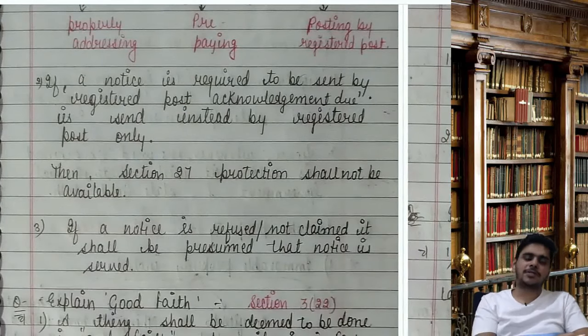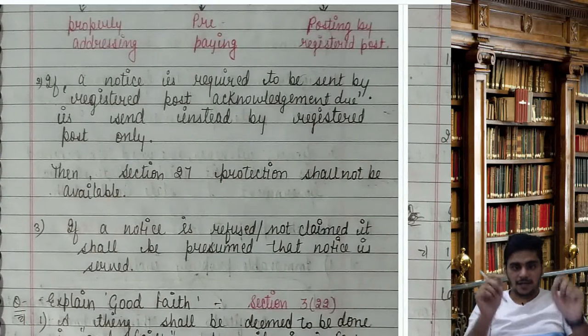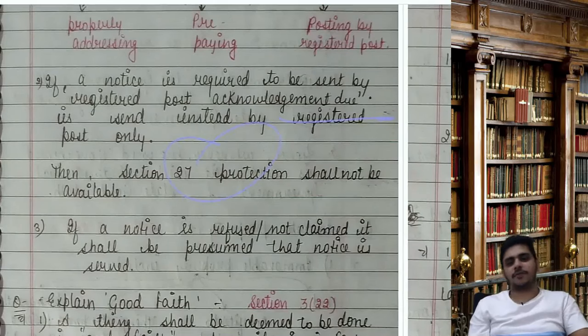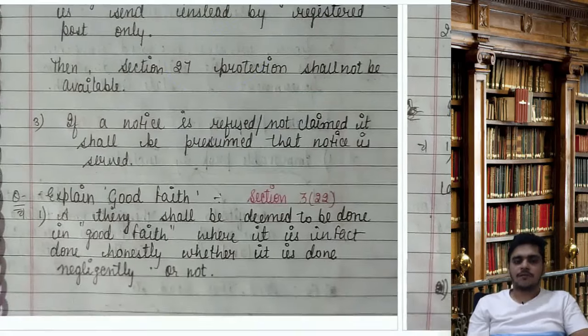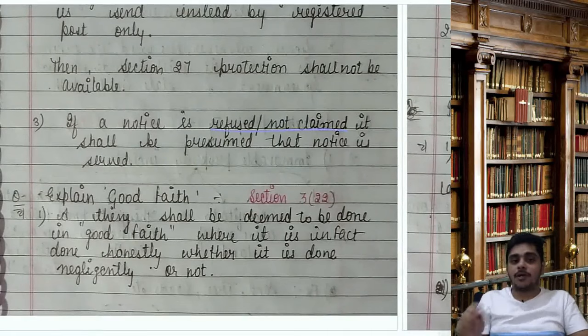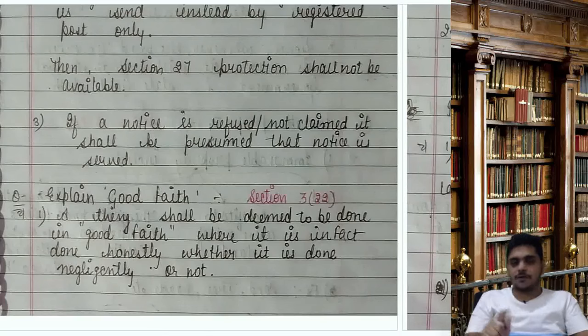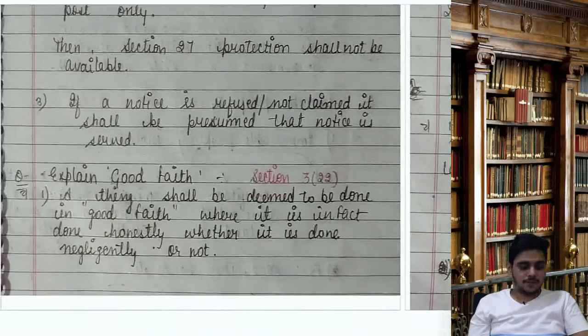If a notice is required to be sent by registered post acknowledgement due, then it should be sent by registered post acknowledgement due only. But if it is sent by registered post, then the benefit of section 27 will not be applicable. If somebody has refused it or not claimed it, it will be assumed that they have been served. There is a rent question in the question bank. Do those questions thoroughly.